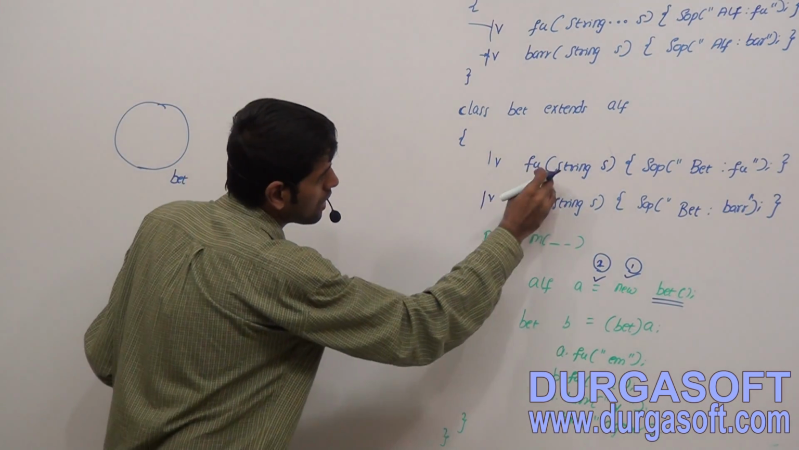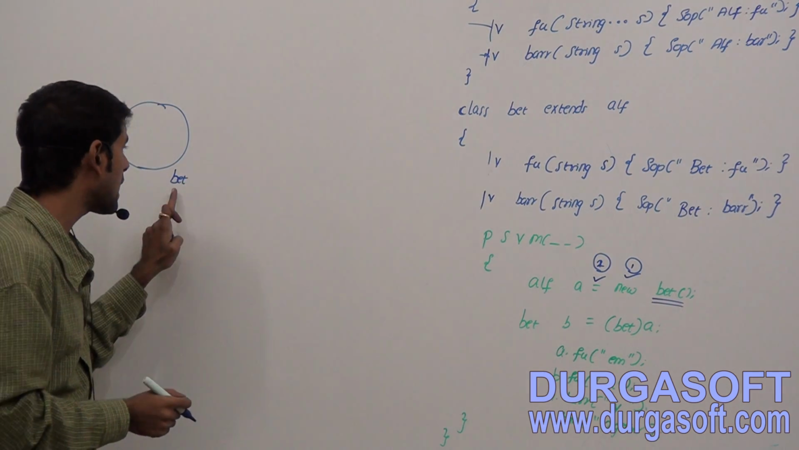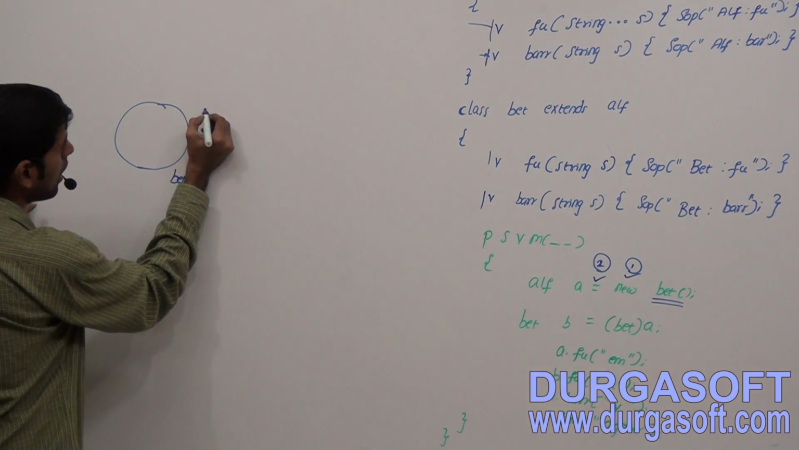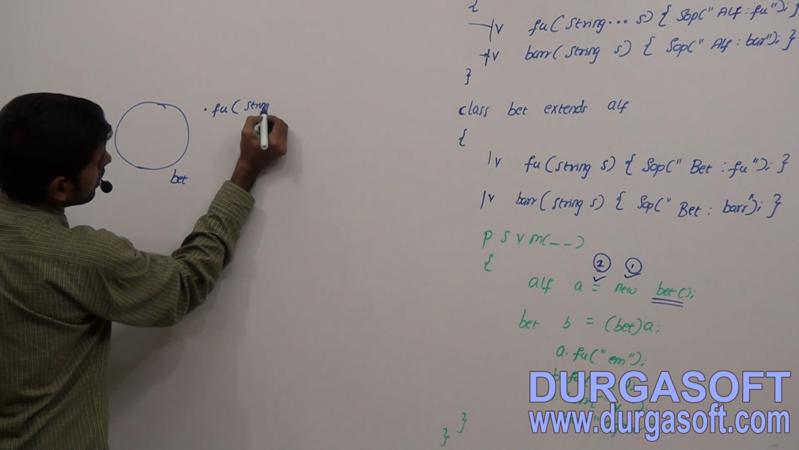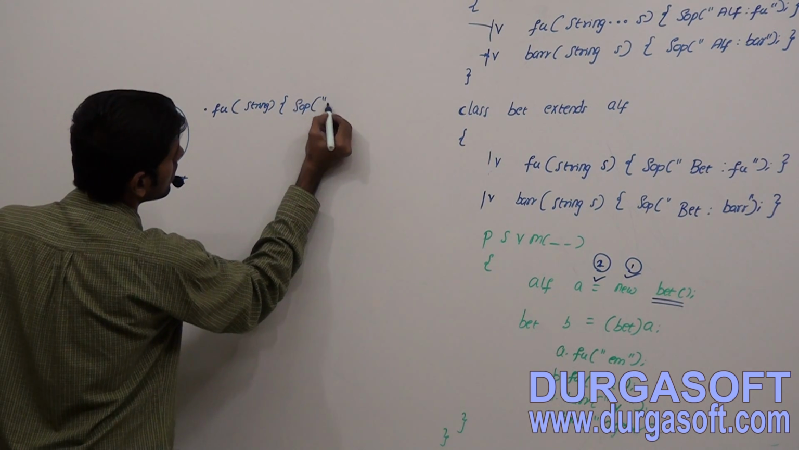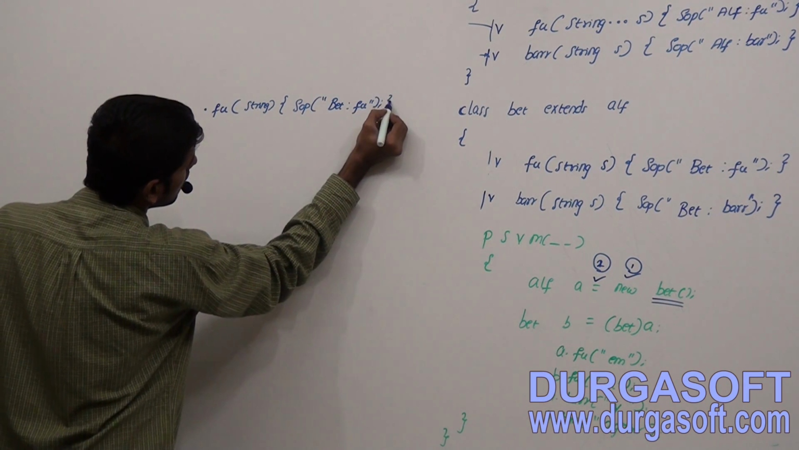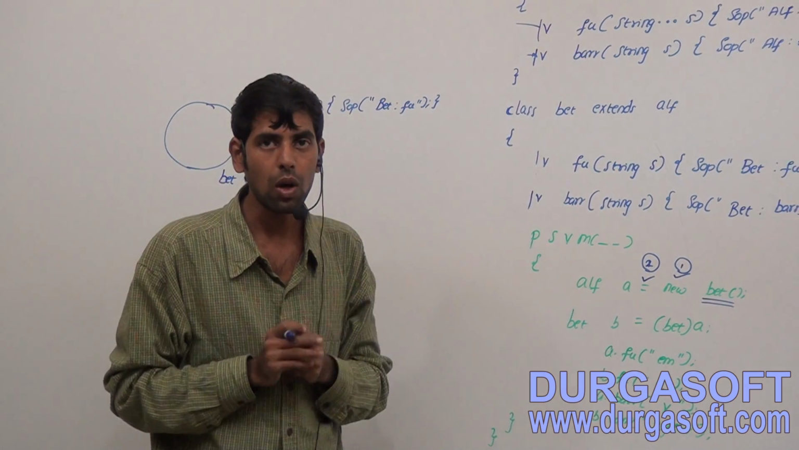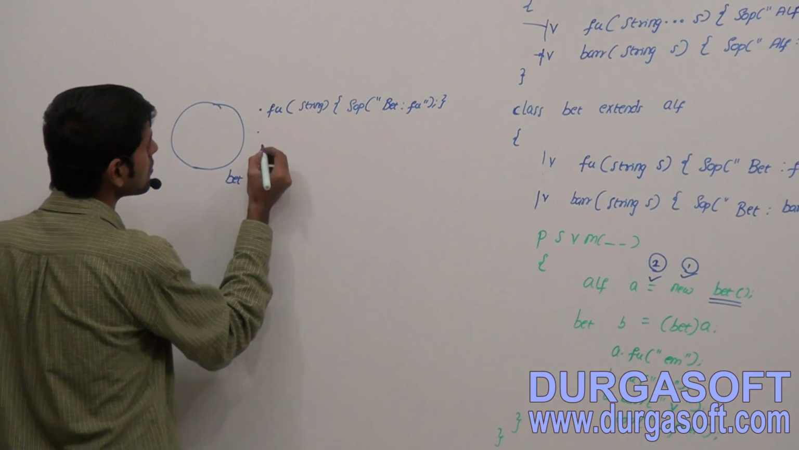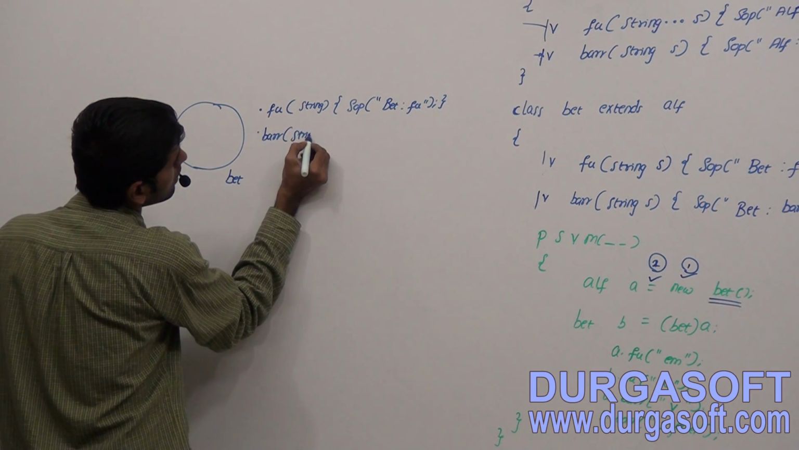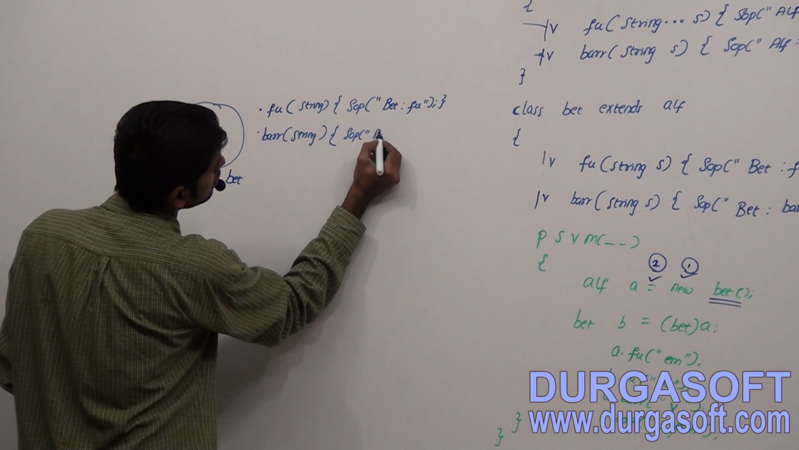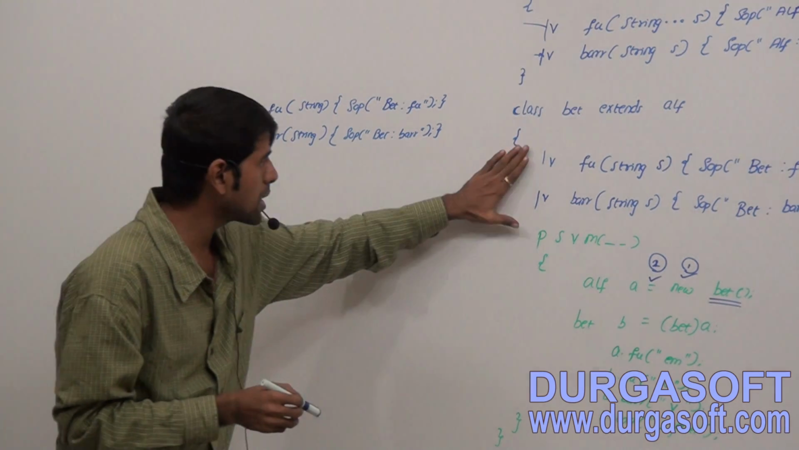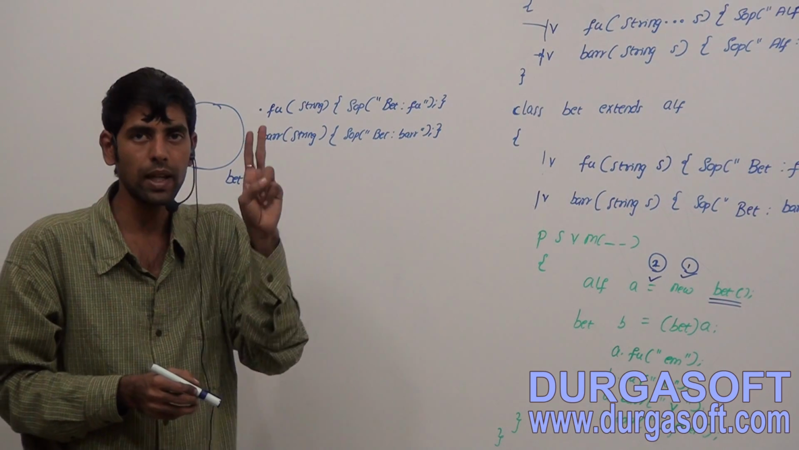Sir, how many instance methods do we have in this underlying object's corresponding class? What are those? foo of a string, and let me write the implementation also: Bit colon foo. There is no static keyword as part of this method prototype. Now what is the other instance method? bar of a string, and let the implementation be Bit colon bar. Do we have any other instance method within this class? Nothing, only two instance methods.